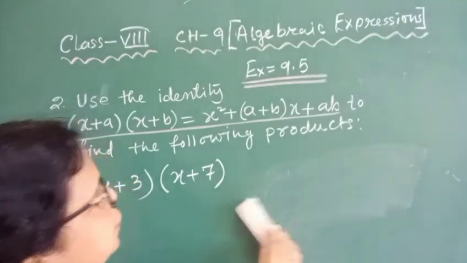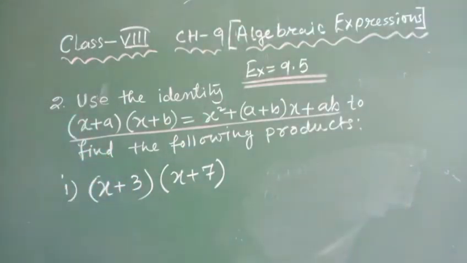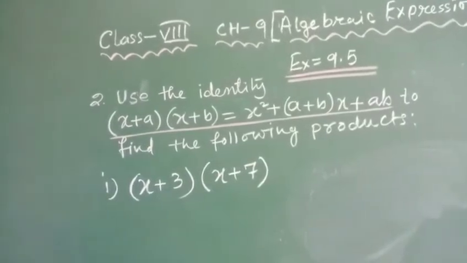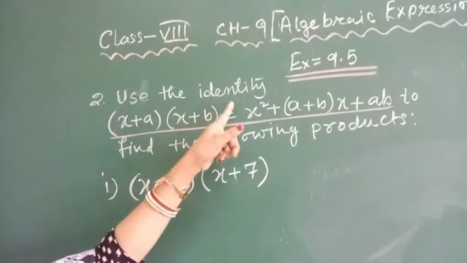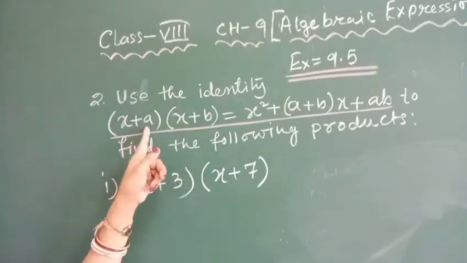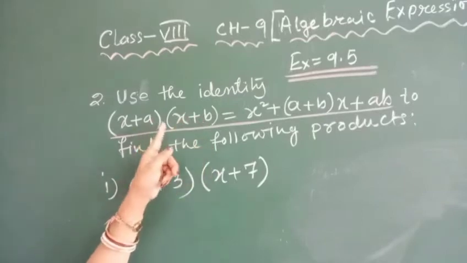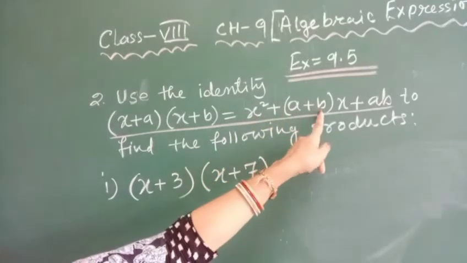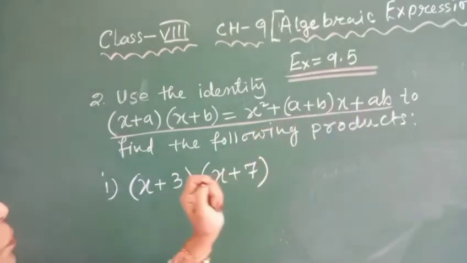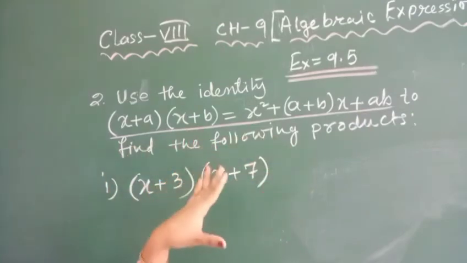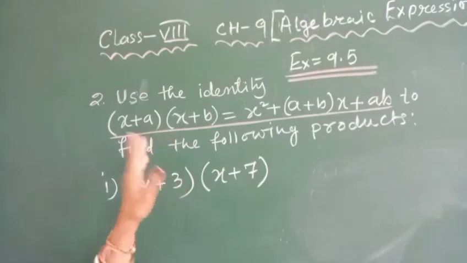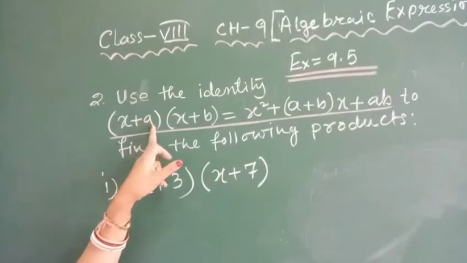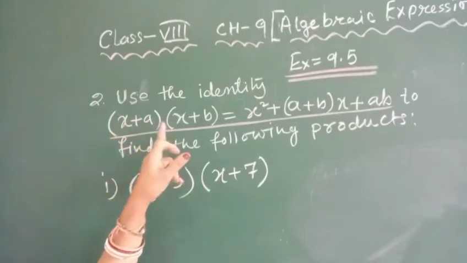Now the fourth identity we will use today, and it is given in the question. Use the identity x plus a into x plus b is equal to x square plus a plus b into x plus ab to find the following products. In question number 2, there are a few sums where you have to find the product of these two binomials by using the identity.